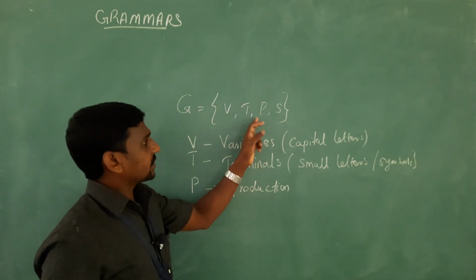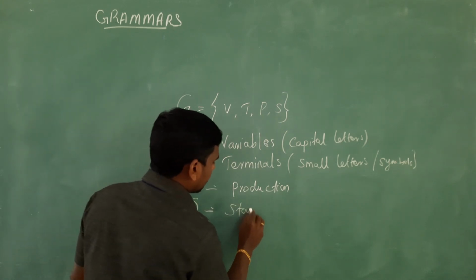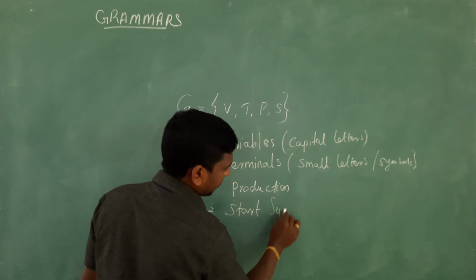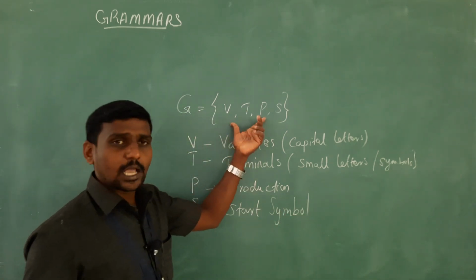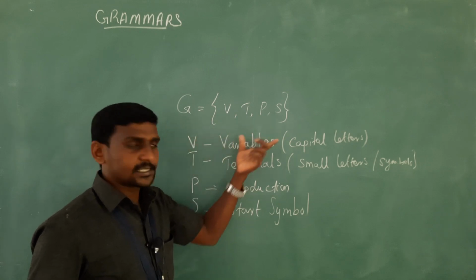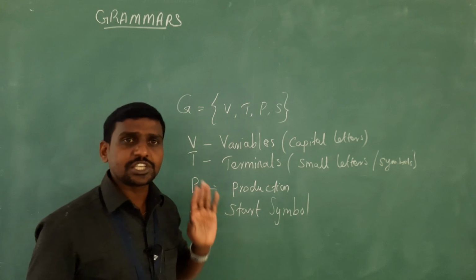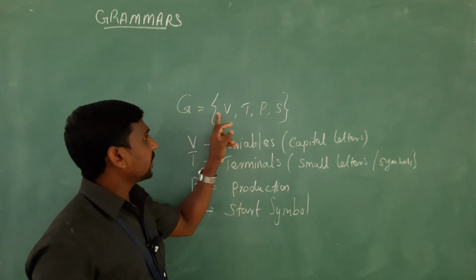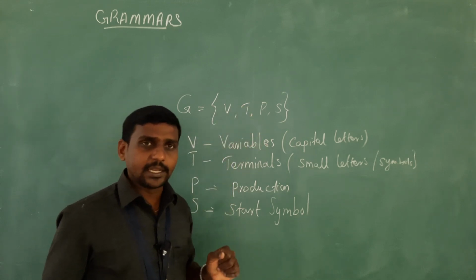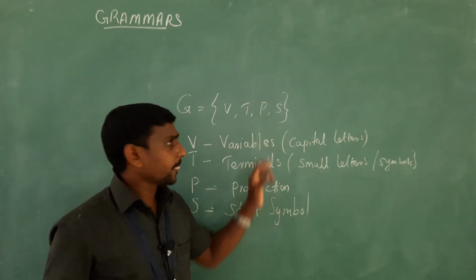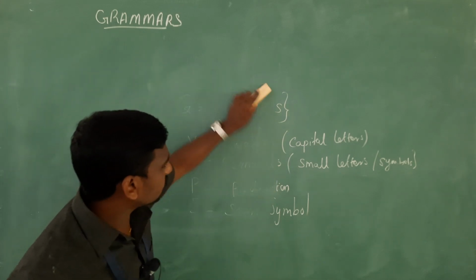P stands for production. S means start symbol, the starting production or start symbol. So these 5 tuples or parameters are needed to construct a grammar. Clear? G equal to VTPS. Don't forget, G equal to VTPS. G means grammar and the tuples are V means variables, T means terminals, P means production, S means start symbol. So let us take one small example.